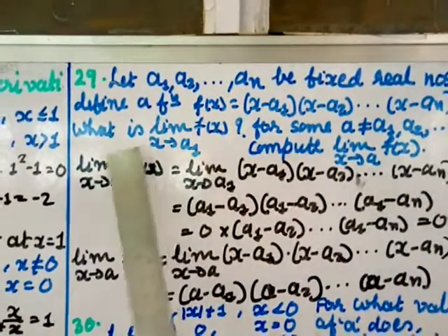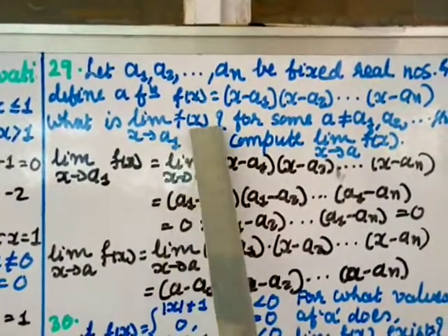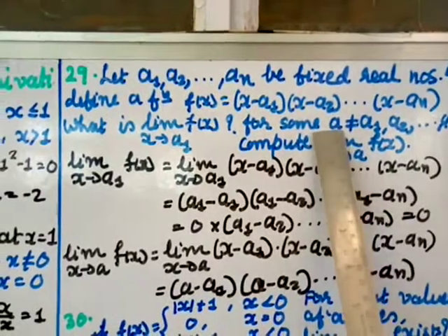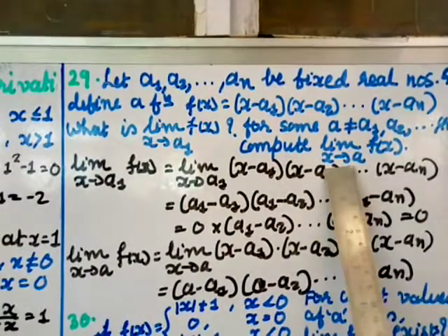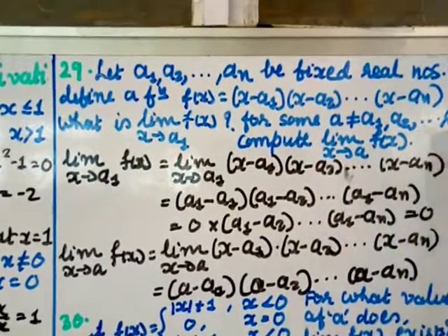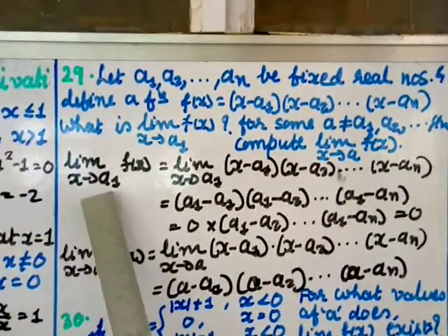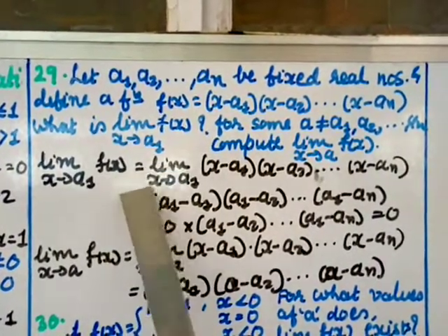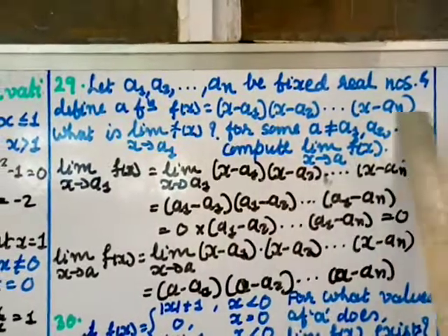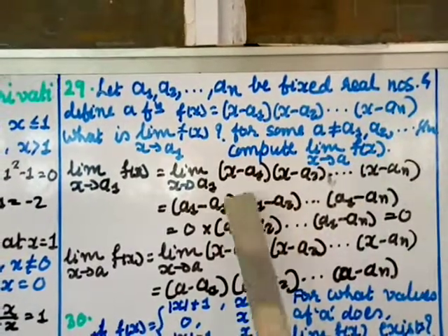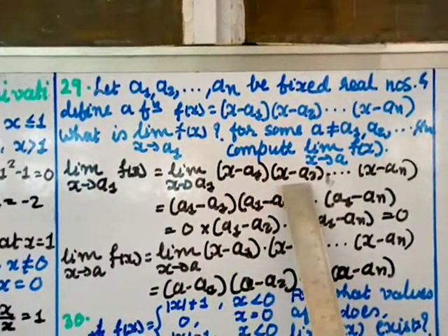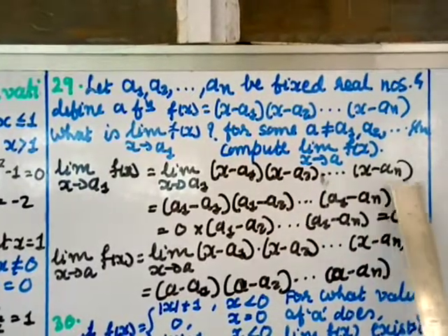Okay, so first we have to find the limit as x tends to a1 of f(x), and then we have to find it for x tends to a, where a is not equal to a1, a2 up to an. The function is given, so instead of f(x) we'll write (x minus a1) into (x minus a2) into up to (x minus an).